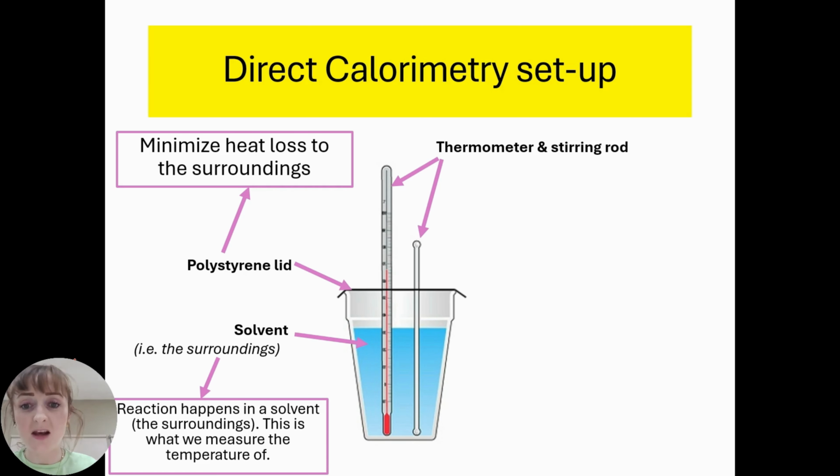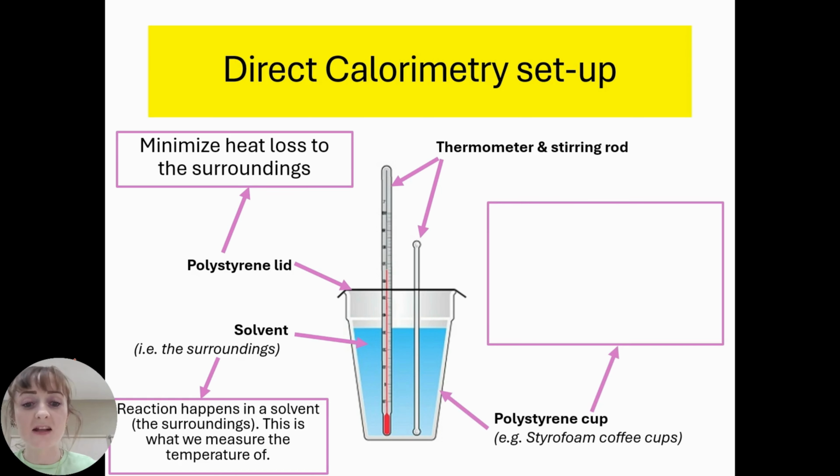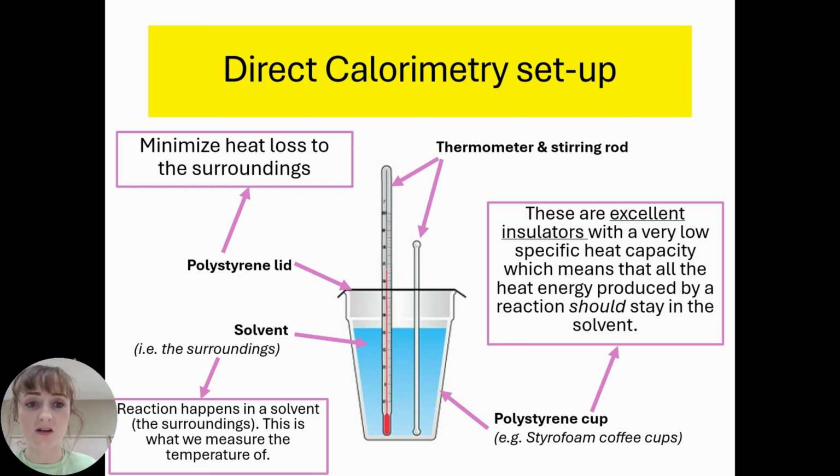We do this by adding a polystyrene lid to the setup, and also, rather than carrying out the reaction in a beaker, we'll carry it out in a polystyrene cup. So both the lid and the cup are made of polystyrene. This is because polystyrene is an excellent insulator. It has a very low specific heat capacity. That means that all of the heat energy that's produced by the reaction should stay in the solvent.